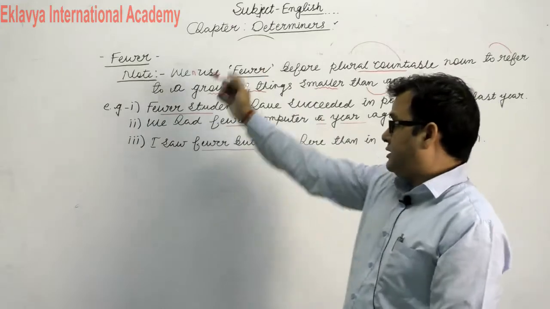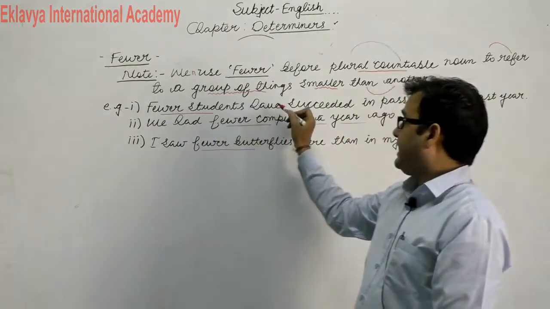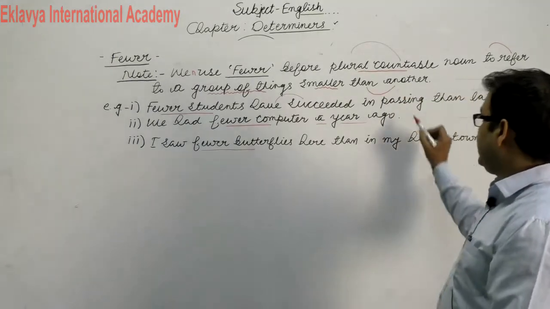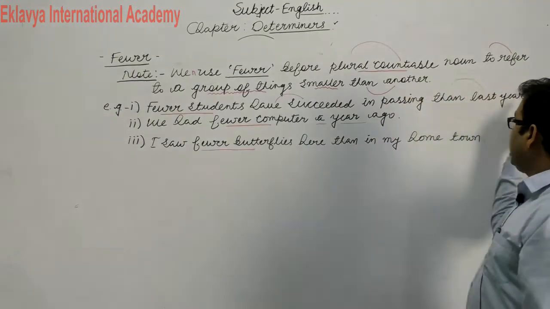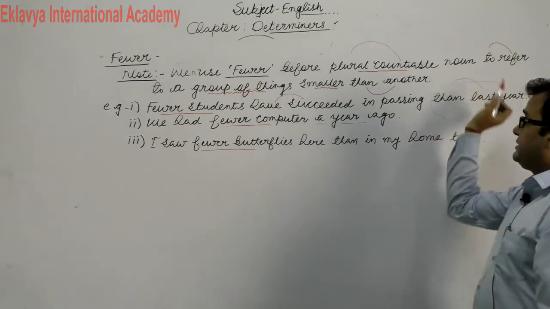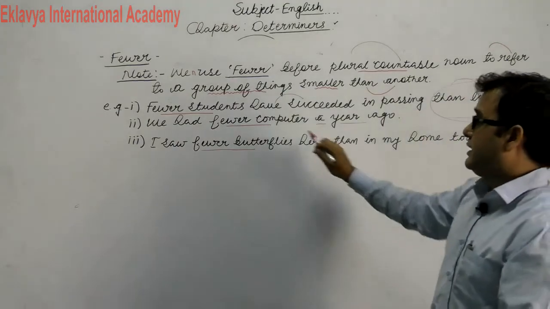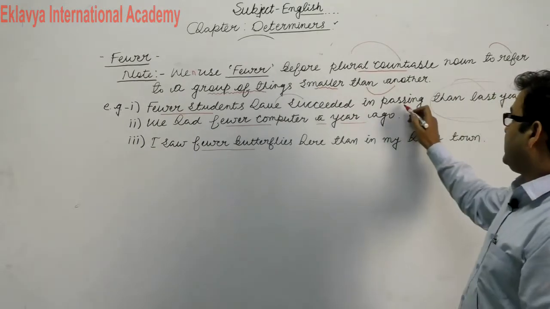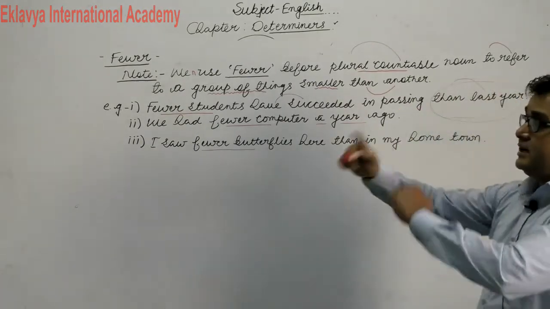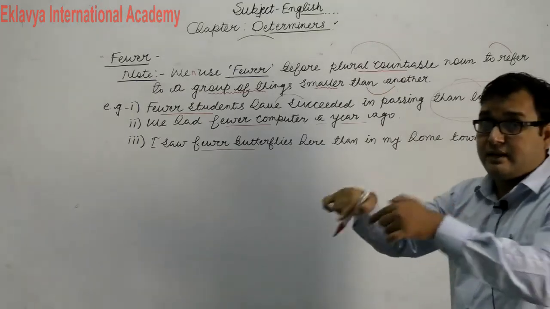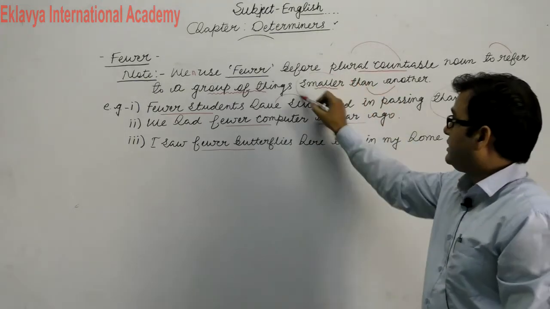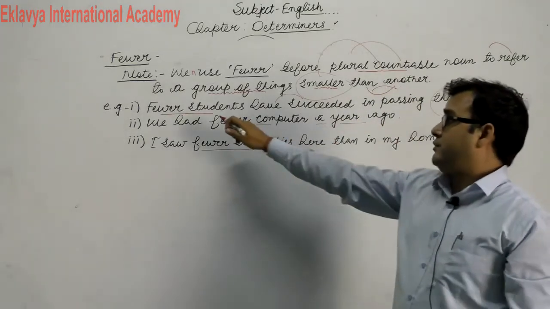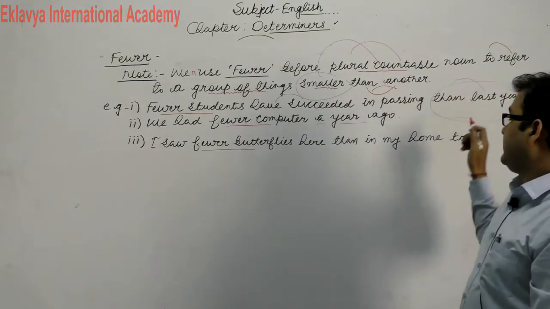Let's read now. Fewer students have succeeded in passing than last year. कि last year की तुलना में. Fewer students have succeeded, कि कुछ ही विद्यार्थी सफल हुए हैं in passing, पास होने में, than last year, पिछले साल की तुलना में. Smaller than another, किसी और की तुलना में कम. Fewer students have succeeded in passing than last year.